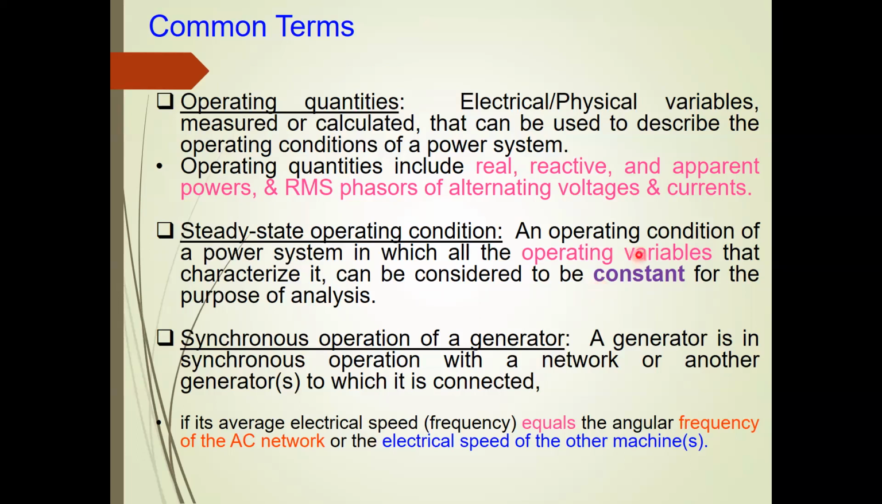So that means the operating variables, frequency, the voltage, the bus voltage, they are exactly constant. And for that operating condition, we say it as steady state operating condition. That means the system is not perturbed. The system is not under any influence of disturbance. That means generation is constant. Generation will be constant because your load is constant, right?